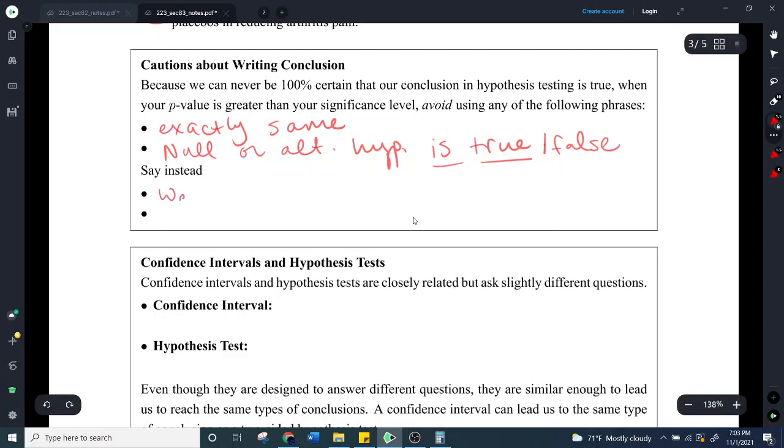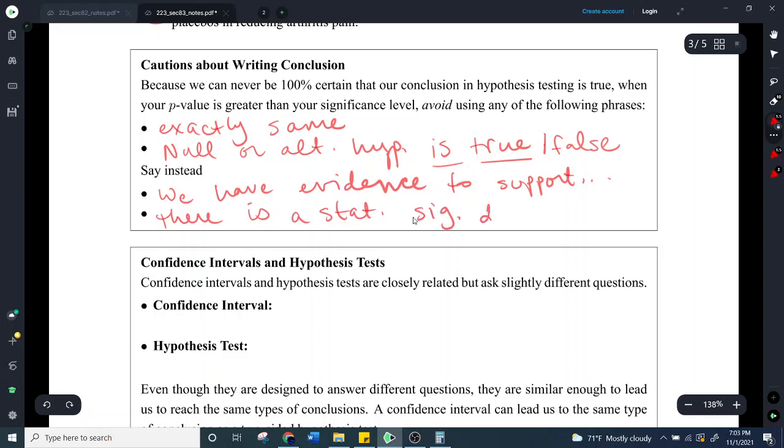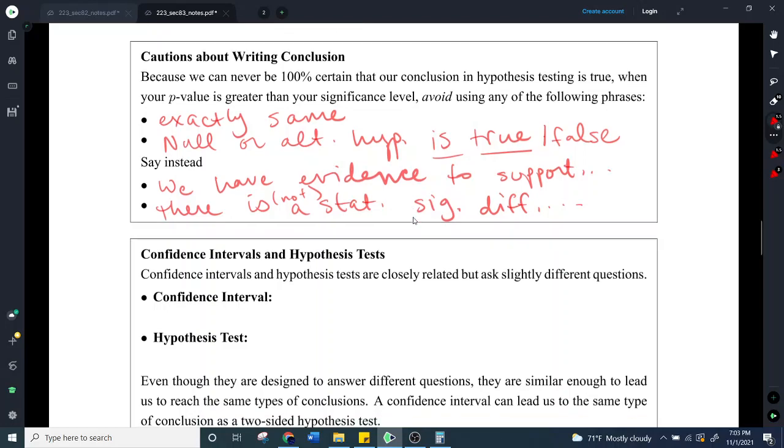We always want to say we have evidence in support of the other. So we could say we have evidence to support whatever our conclusion is, okay? There is a statistically significant difference between the two groups. So there is or is not a statistically significant difference between the two groups. But you always want to be very careful with your phrasing for these.